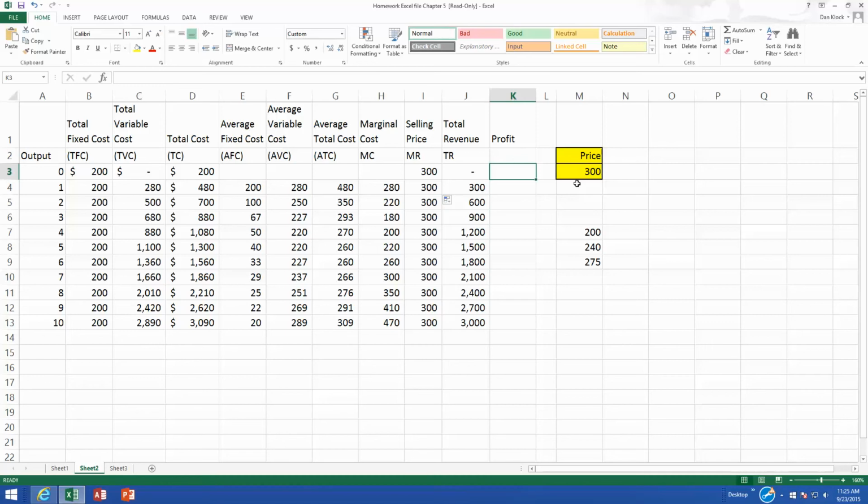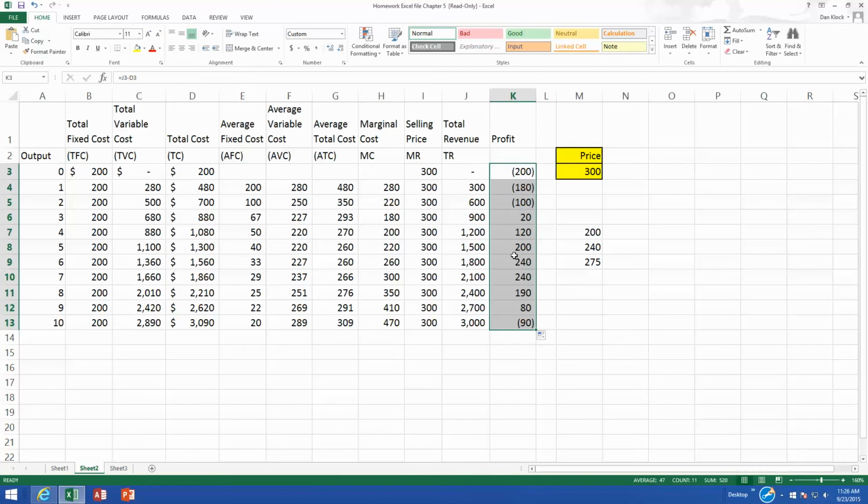So equal. If I make 0 output, my profit should be a negative number, right? Because I still got fixed cost, but I don't have any revenue. So I'm going to take my total revenue, this J3, minus my total cost of 200, and boom, yeah, negative 200, right? Got my parentheses around it. And I just throw it down. Boom, and there I can see my profits.